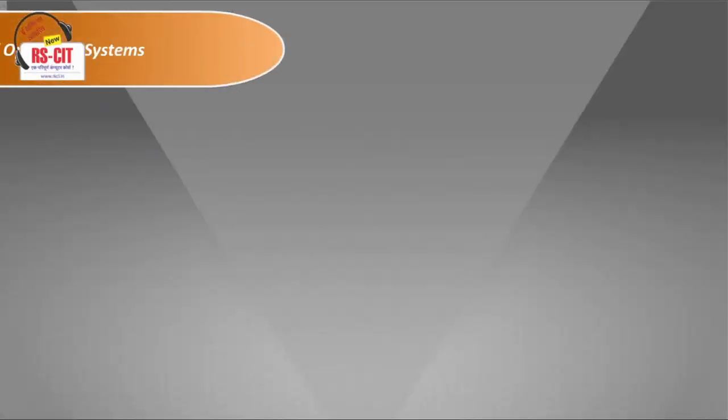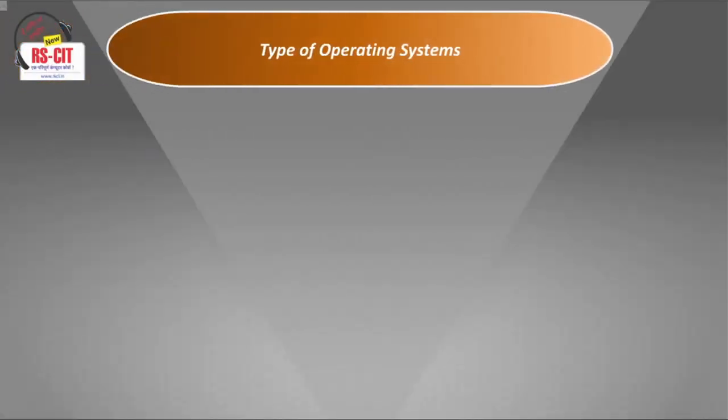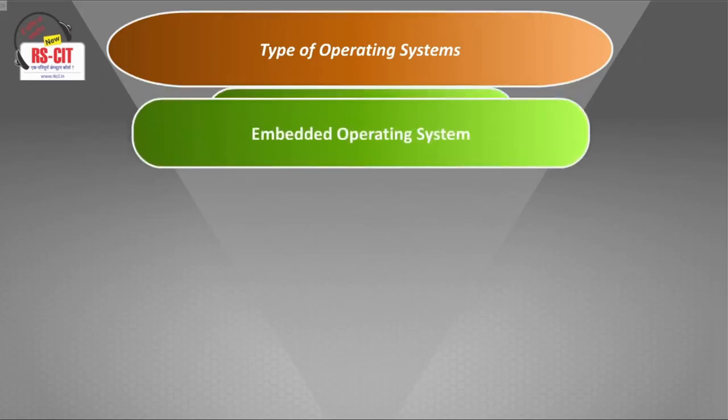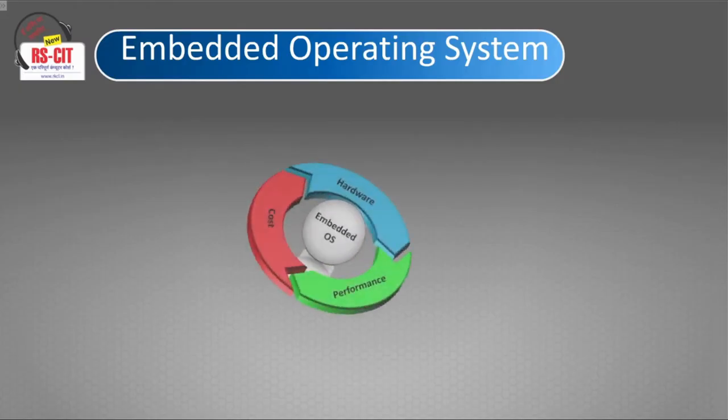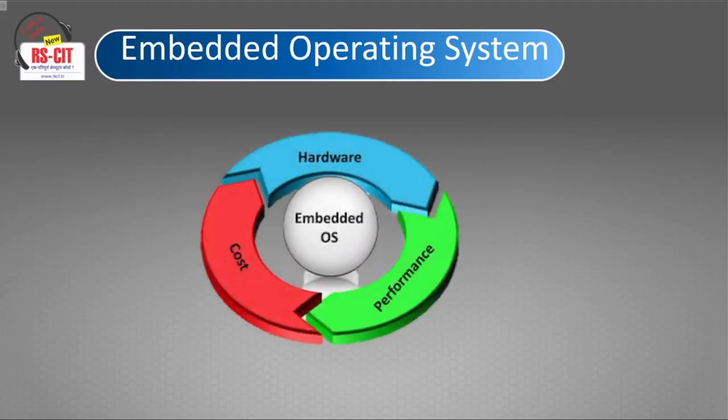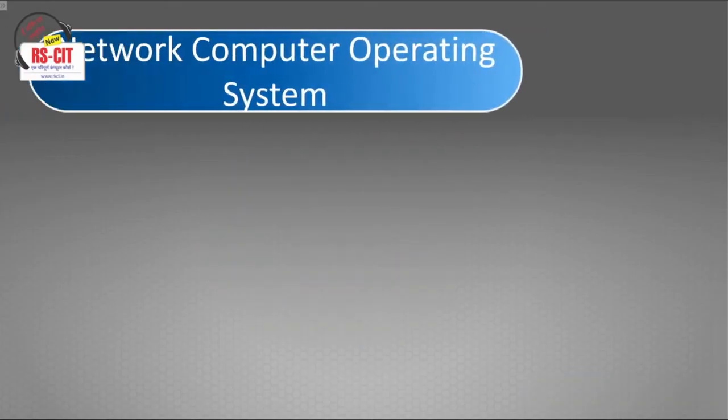Type of operating systems. Basically, there are 3 types of operating system. Let's discuss about these operating system one by one. Embedded operating system, network computer operating system, desktop operating system. Embedded operating system. These operating systems are for embedded computer systems like handheld computers or devices like PDAs and smartphones. These are also known as real-time operating systems. Windows CE is one of the popular examples of embedded OS.